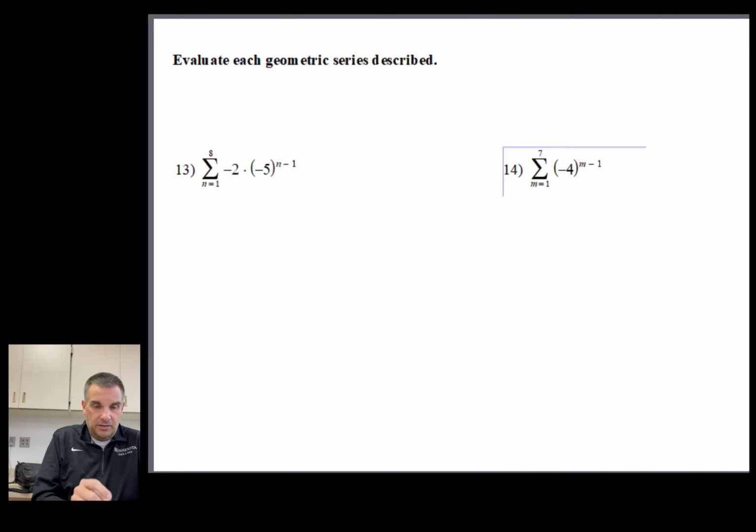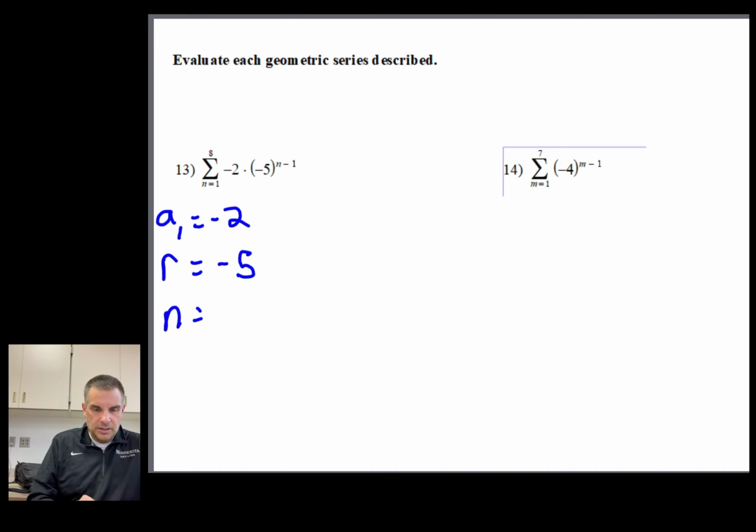You're just going to find out, in this case, that the a of 1 is going to be -2. Your r value is essentially going to be your base of what's being raised to the exponent, so our r value in this case is -5, and our n value is going to be 8, because we're looking for the first 8 terms. Now we know the a1, we know the r, we know the n. As long as we do those things, then we can find the sum of the first 8 terms.